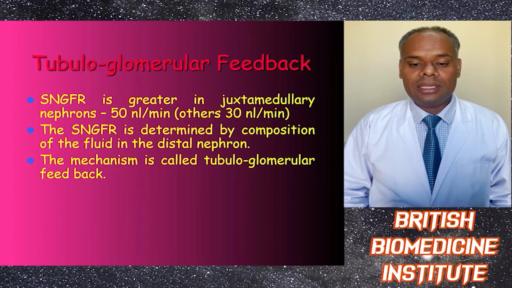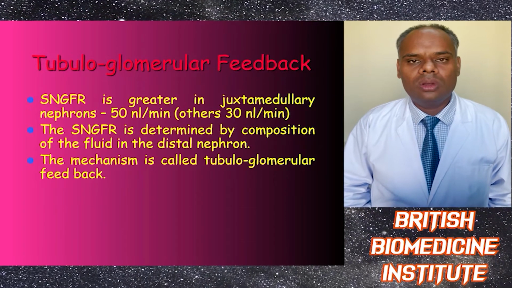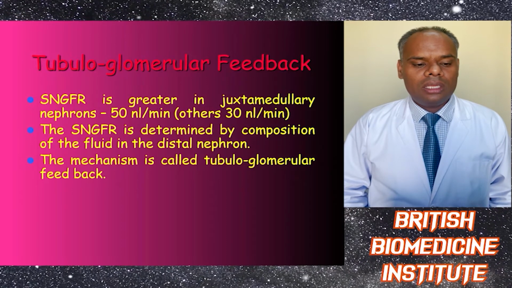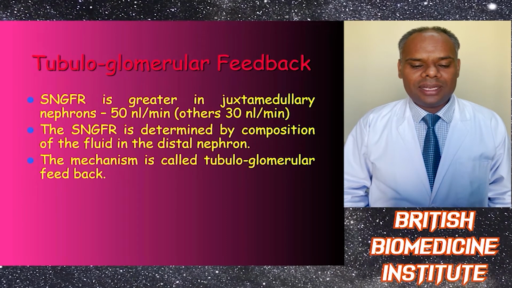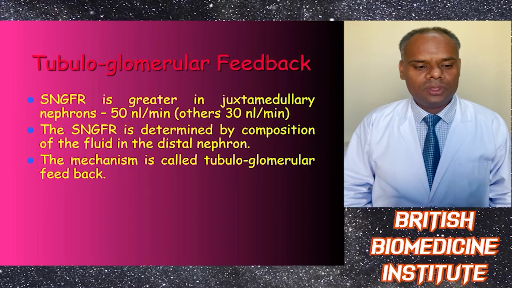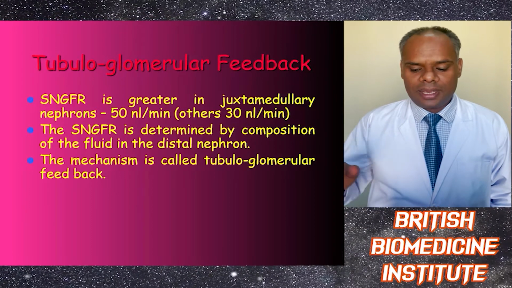SNGFR is greater in juxtamedullary nephrons, which is equal to or near 50 nL per minute. The SNGFR is determined by the composition of fluid in the distal nephron. The mechanism is called tubuloglomerular feedback.